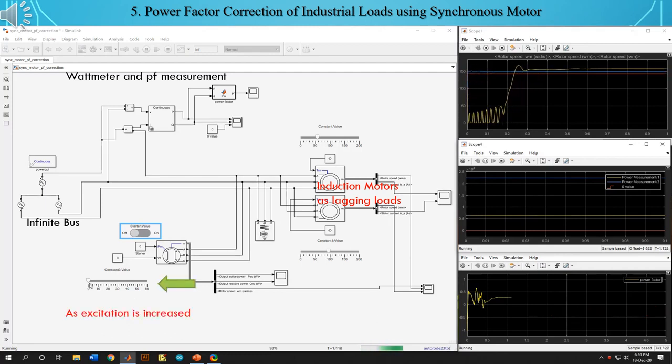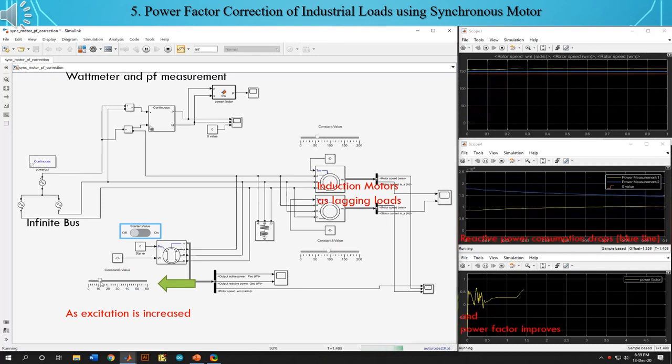As you can see from the graphs, the power factor was initially very low, and when the excitation is increased, the power factor gradually increases and the reactive power consumed gradually decreases. Because of this, the overall power factor increases until it reaches 1. And as we can see, the power factor gradually increases with an increase in excitation.